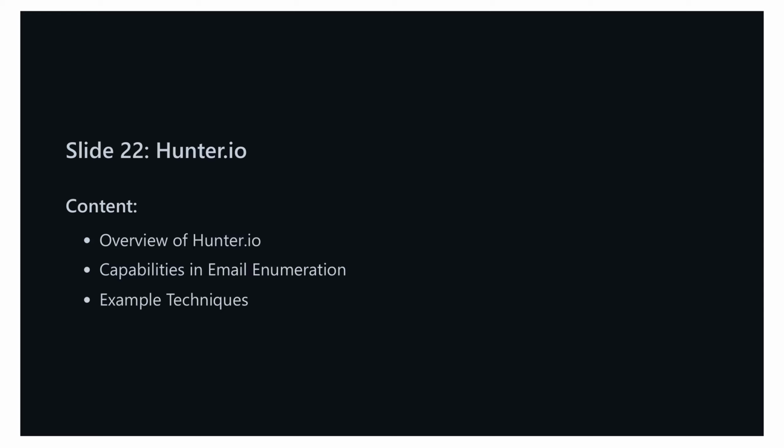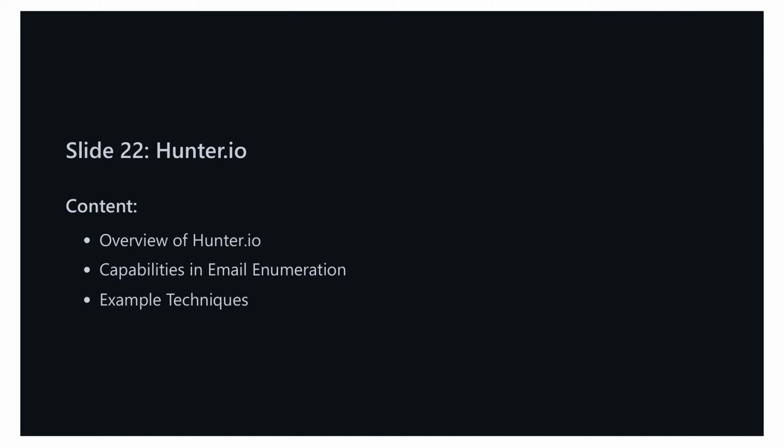Let's proceed. On this slide, we're shifting our focus to Hunter.io. Just like Census.io assists with internet-wide scanning, Hunter.io is an incredibly powerful tool when it comes to email enumeration. First off, we'll cover an overview of what Hunter.io is and the core functionalities it offers. Hunter.io specializes in finding and verifying email addresses from various domains. This can be especially useful for penetration testers and cybersecurity professionals who need to map out an organization's potential points of contact for various reasons, including identifying potential phishing targets or simulating social engineering attacks.